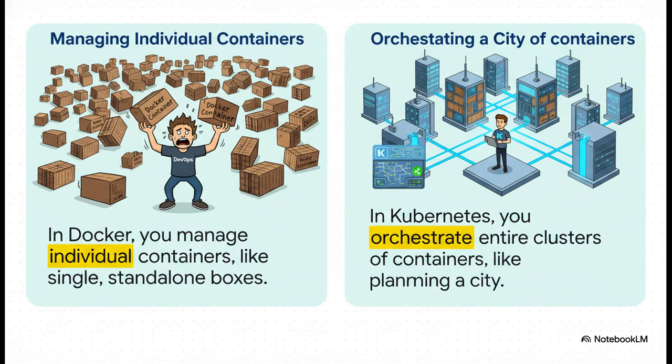So, if you're coming from the world of Docker, you're probably used to thinking about and managing these individual containers, like single boxes. And it's great, it's powerful. But what happens when you're not dealing with one or two boxes, but hundreds or even thousands of them? Well, you can't just stack them up randomly. You need a city planner, right? A system of organization, an orchestration environment. And that right there is exactly what Kubernetes is.